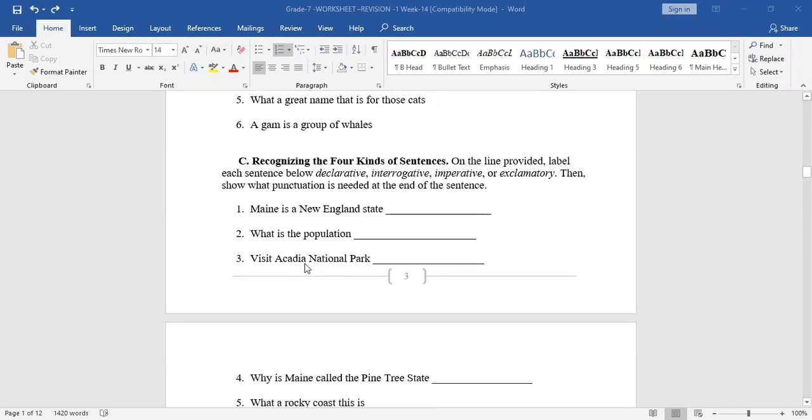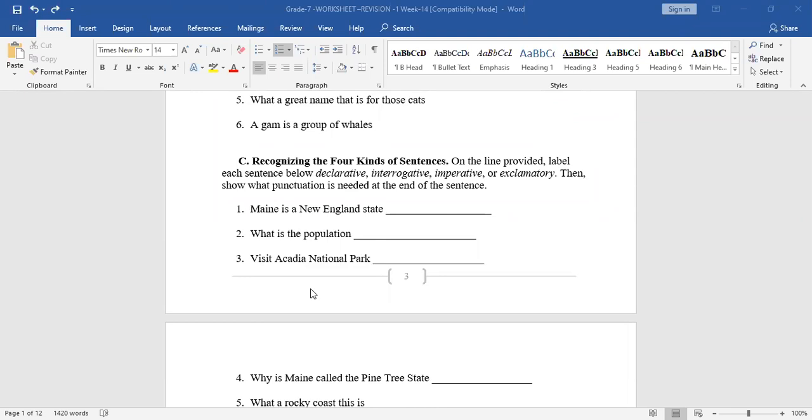Number C. Who reads? Recognize the four kinds of sentence. Okay, Abdullah. The teacher told you to stay quiet. Abdullah, read this. Okay, recognize the four kinds of sentence.